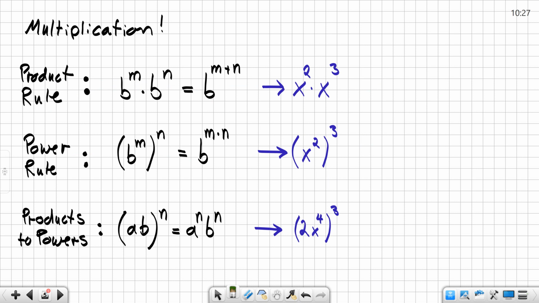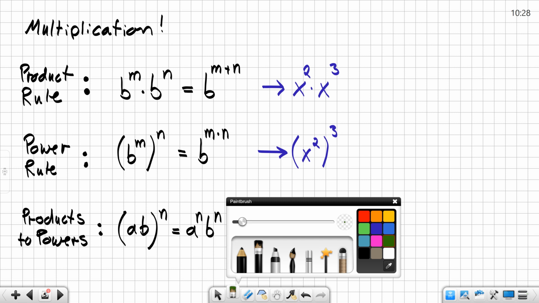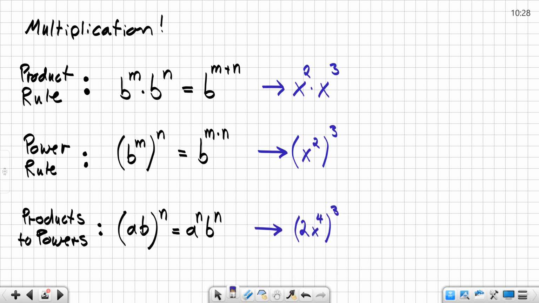So we have several rules. Let's have a look at the first one. This is called the product rule. If I have b raised to the m and multiply this with b raised to the n power, then what I do is add the exponents. Here's a quick example. x squared times x to the third. Now that will be x raised to the 2 plus 3, which is x raised to the fifth.